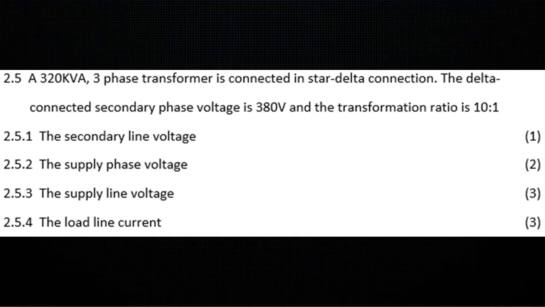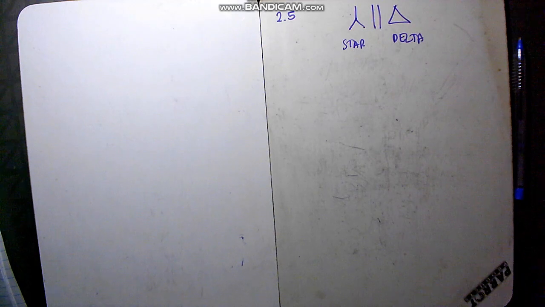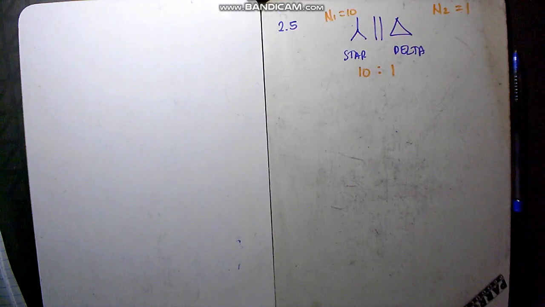The next question says a 320 kVA three-phase transformer is connected in star delta connection. The delta connected secondary phase voltage is 380 V and the transformer ratio is 10:1. So this one is similar to the one we did above. Pause the video, try it out, and then check the solution. First step is to draw the question. We have a star delta. We have a transformer ratio of 10:1, so the star is 10 and the delta is 1.